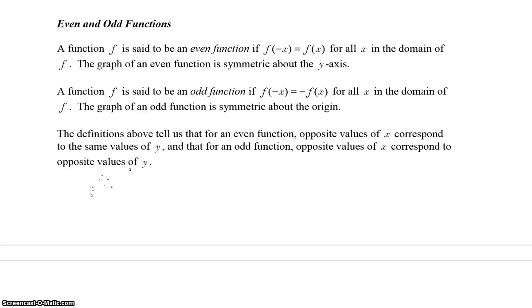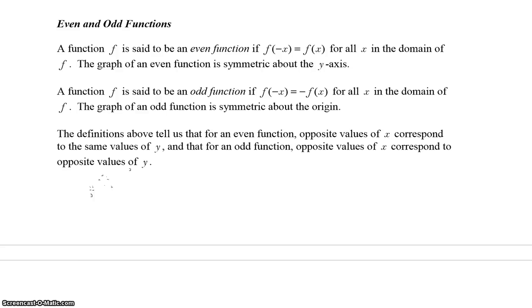A function f is said to be an odd function if f of minus x equals minus f of x for all x in the domain of f. Here again there's a graphical interpretation. The graph of an odd function is symmetric about the origin. So for both even functions and odd functions there's a symmetry. Again, we'll look at some examples to explain that symmetry.